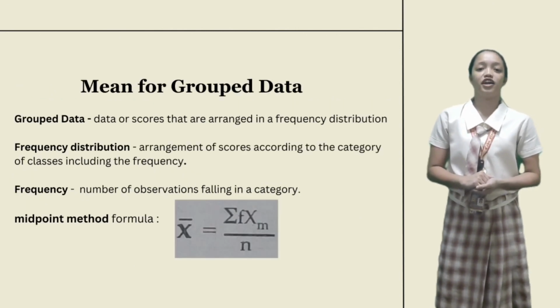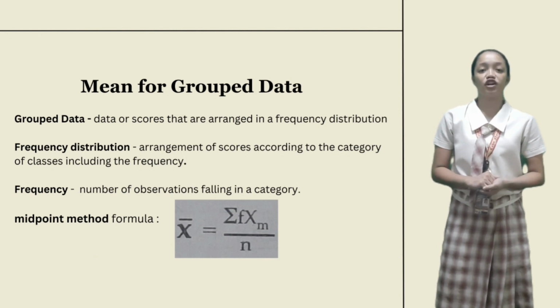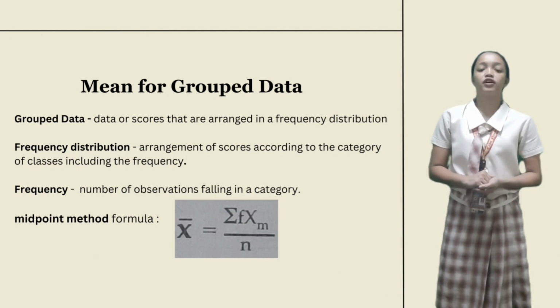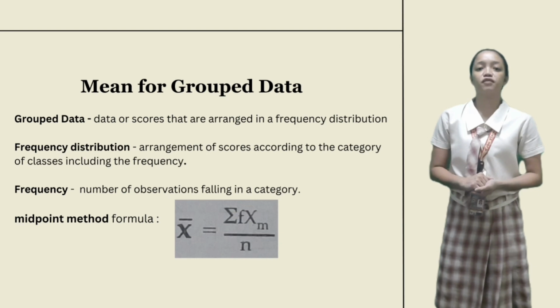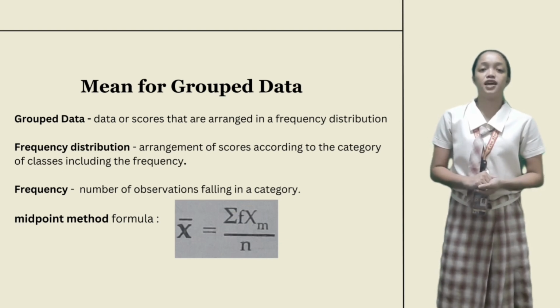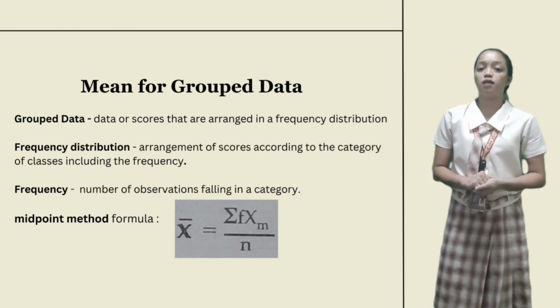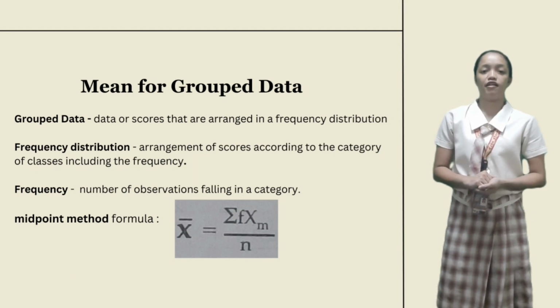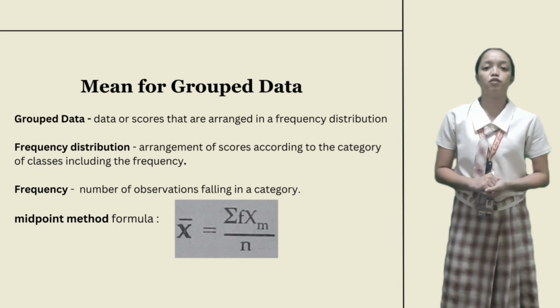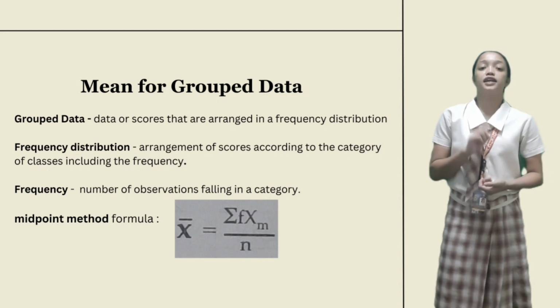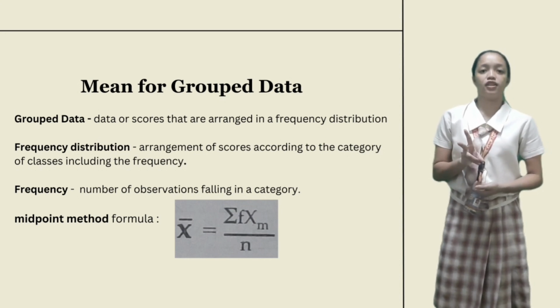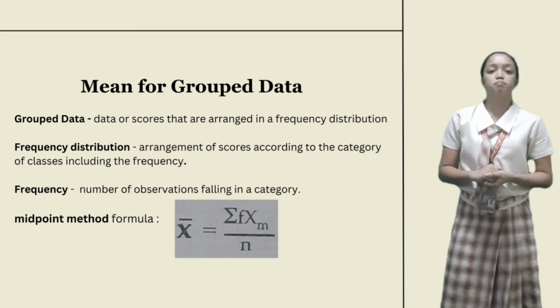Group data are the data or scores that are arranged in a frequency distribution. Frequency distribution is the arrangement of scores according to the category of classes, including the frequency. Frequency is the number of observations falling in a category. The mean for group data can be computed in two ways, using the short method and the midpoint method. In the example, we are going to use the midpoint method.